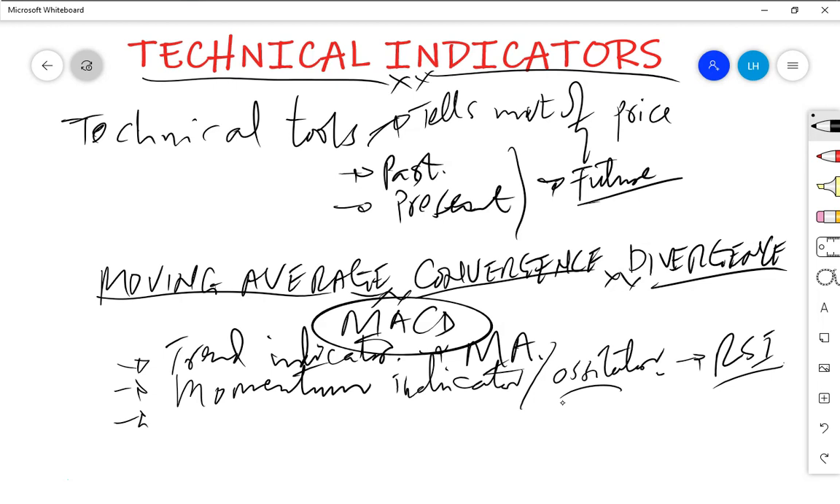And also MACD, it is a volume indicator. MACD is a volume indicator. So being a volume indicator, it means it shows you volume.